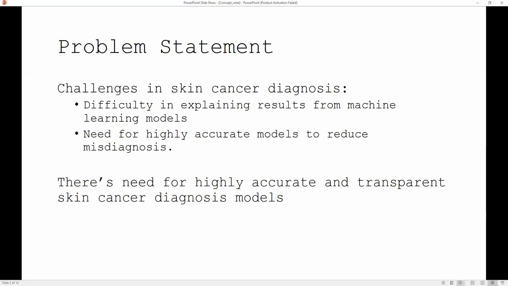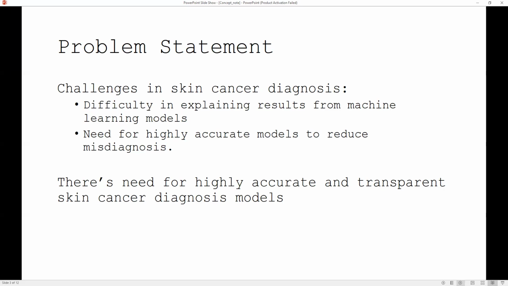So the problem mainly is difficulty in explaining results from machine learning models. You find that we have a few machine learning models in this space, but they just give us results. And in most cases, the medical specialists want to know how they came to this diagnosis. So in most cases, they end up not using these models.